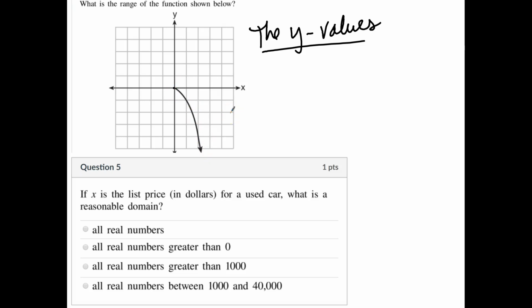So y is going to be, but it's negative infinity because it's going down. Everything I write, you write. If we were going up, this would be the positive part of the graph. This is the negative part of the graph. So we're going from 0 down. So y is less than or equal to 0. That is the range. That's it.